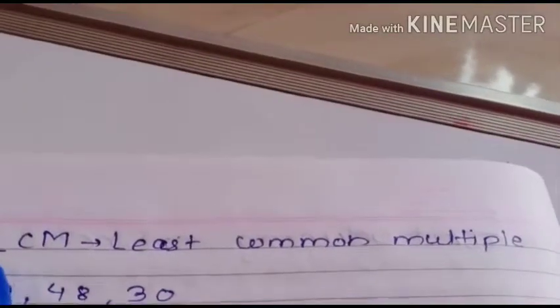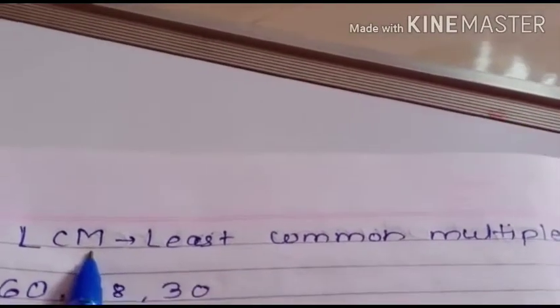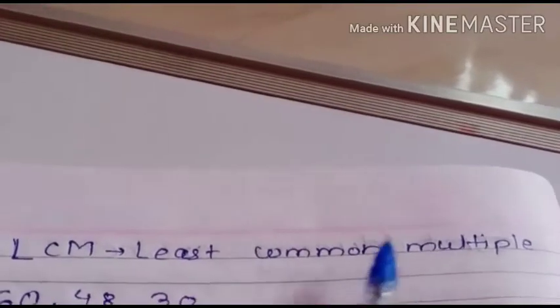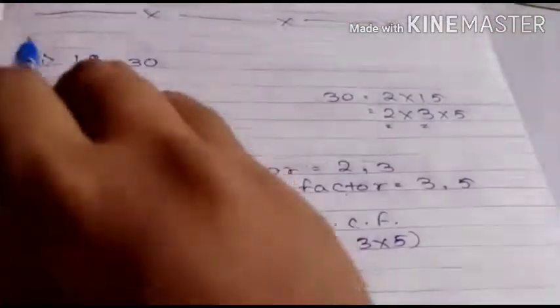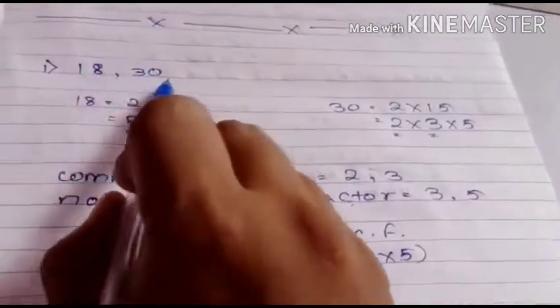Now today we will see the LCM. Full form of LCM is least common multiple. Now we will see by example. Now suppose I want to find out LCM of 18 and 30.